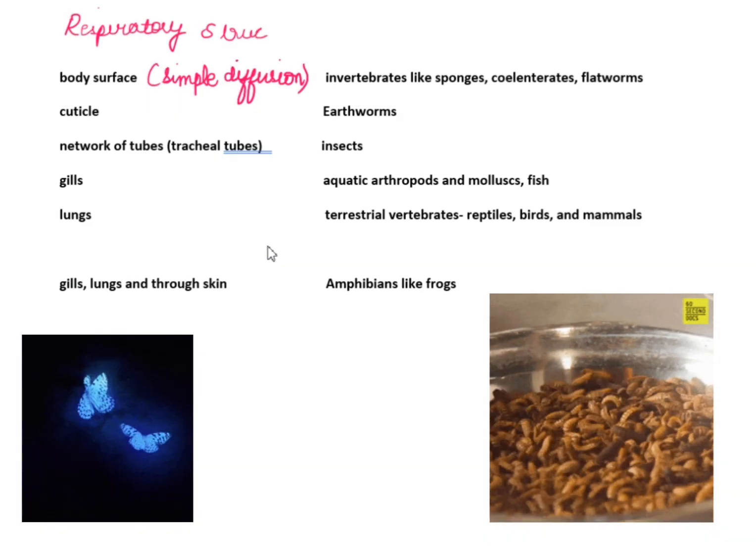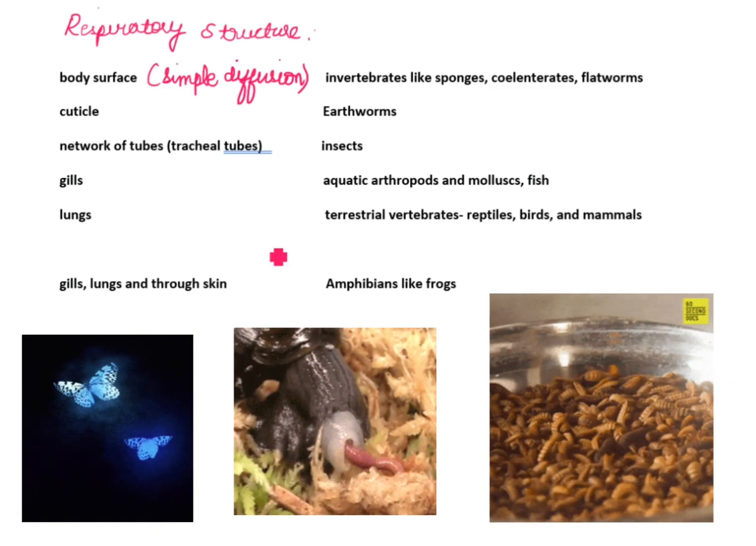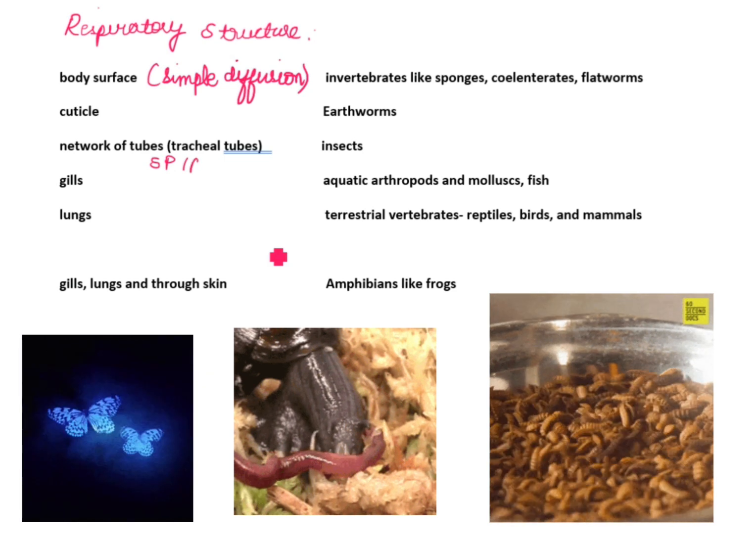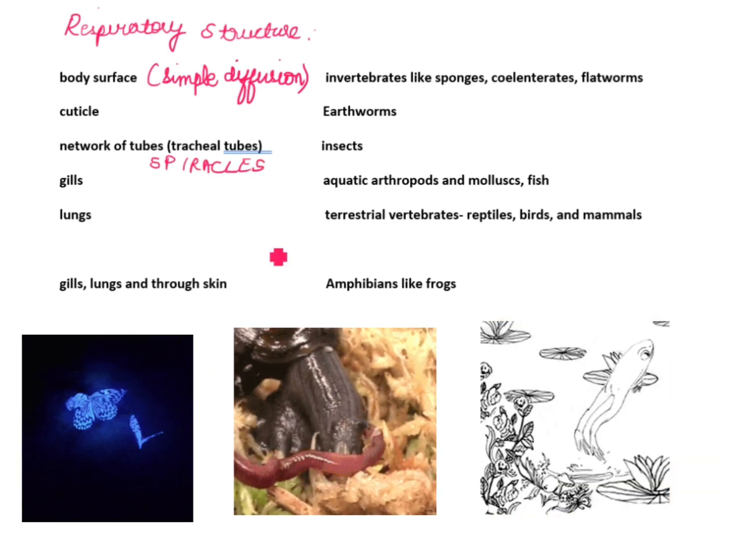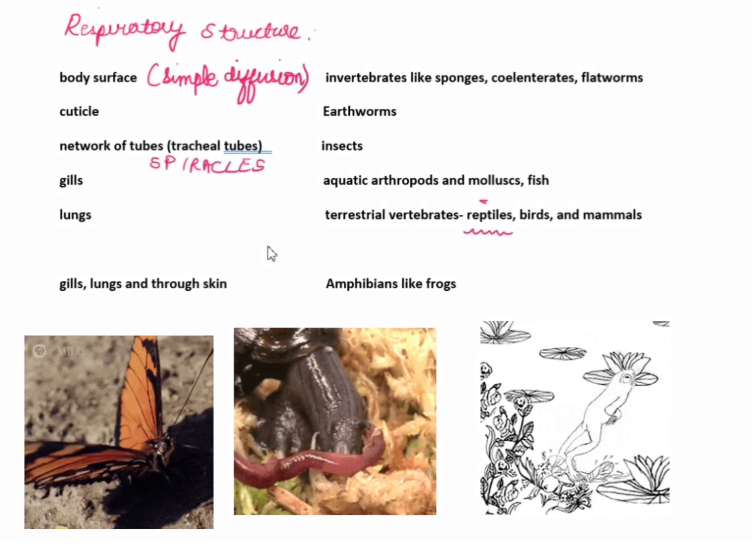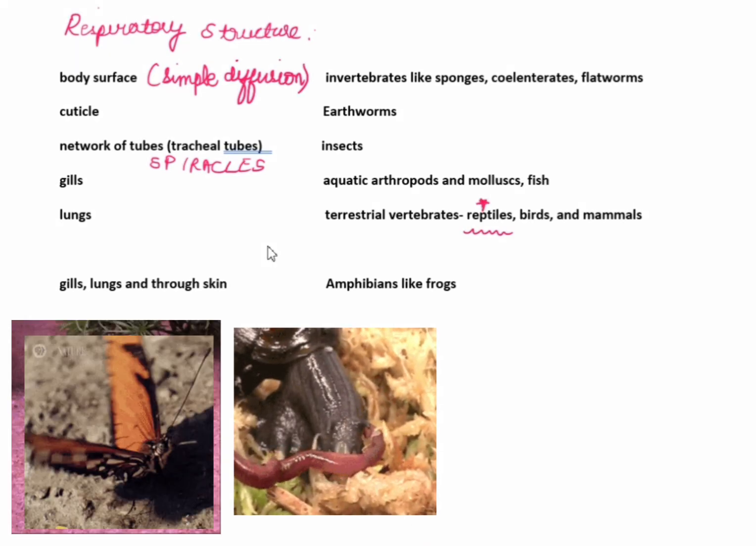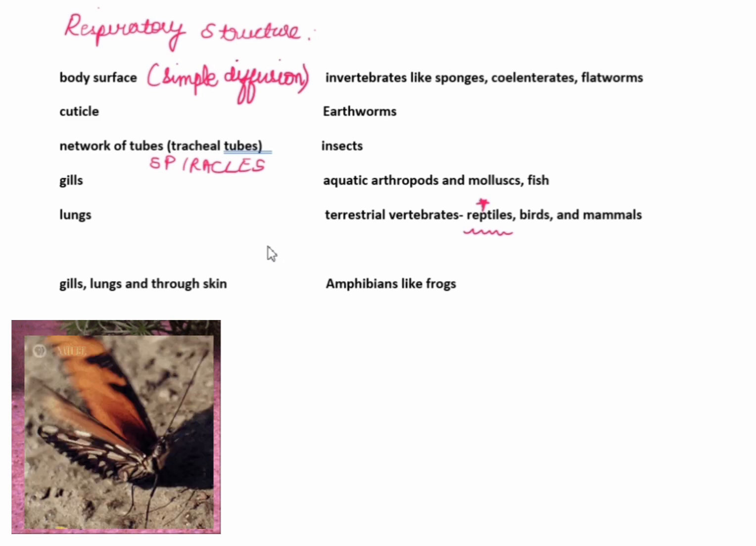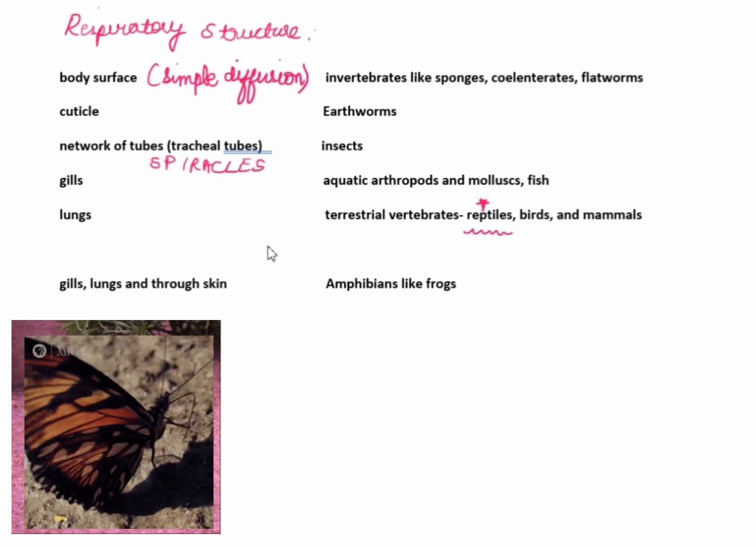Whereas in earthworms, it is the cuticle, that is the non-cellular waxy layer that is secreted by the cells. So this cuticle helps in respiration. In arthropods, particularly the terrestrial arthropods, we have tracheal tubes, a network of tubes, with spiracles. Whereas for aquatic arthropods, mollusks and fish, we have gills as respiratory organs.